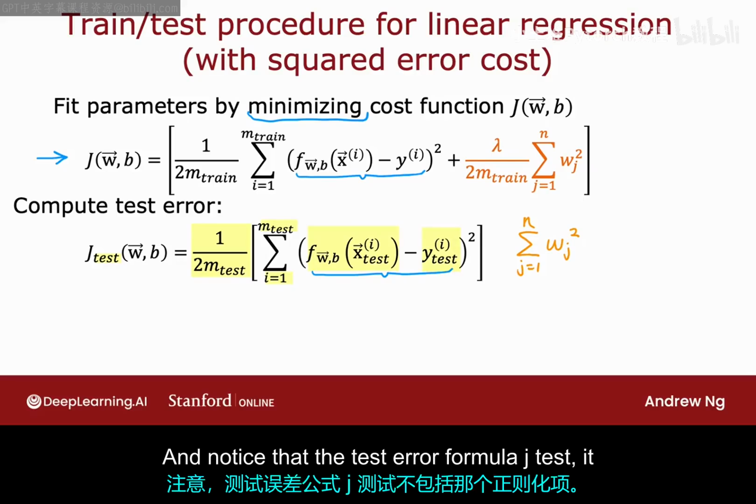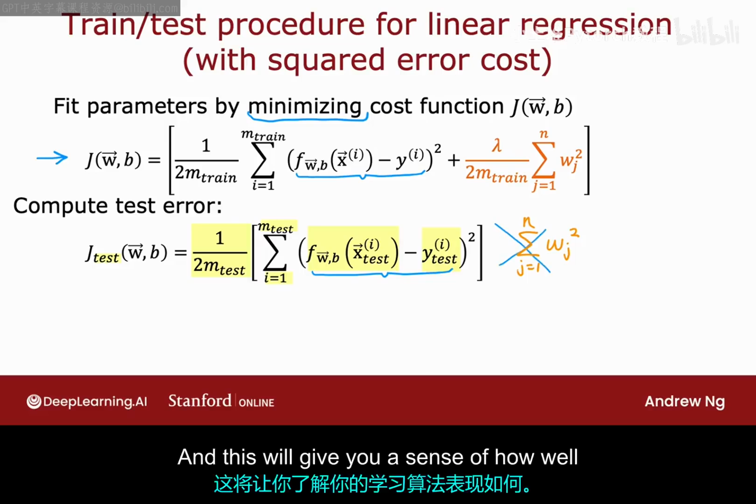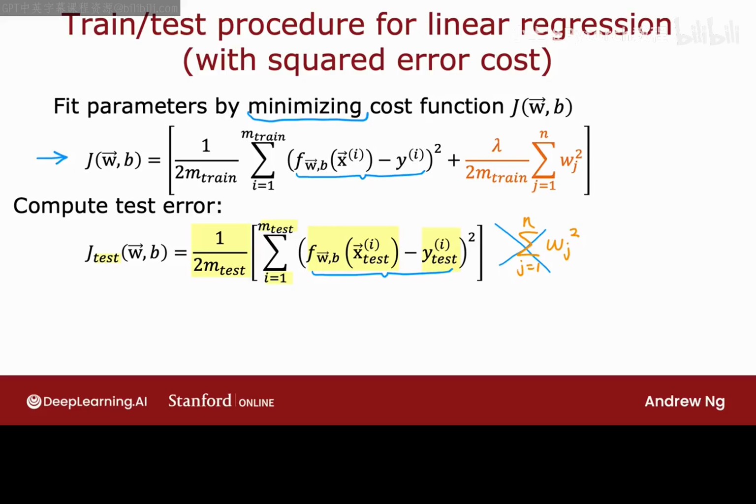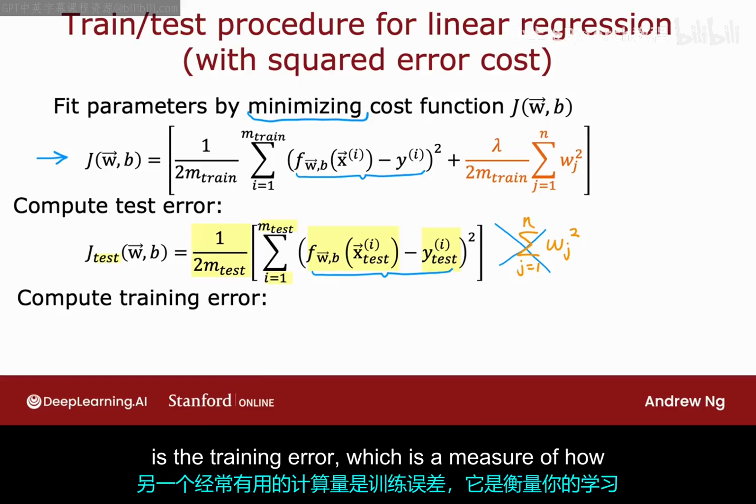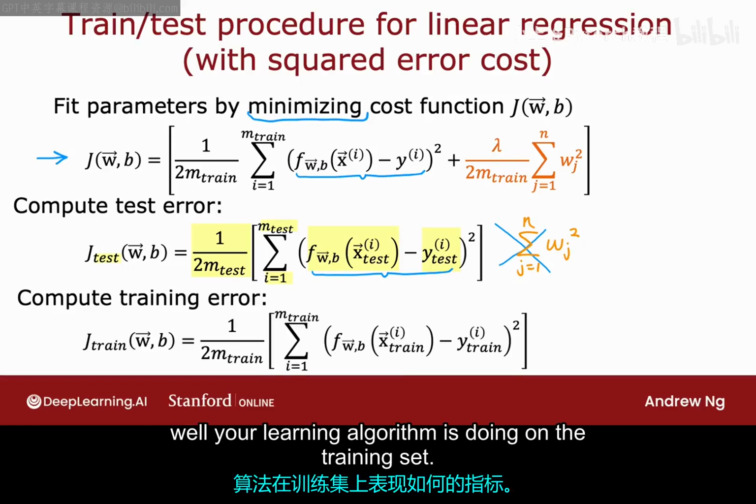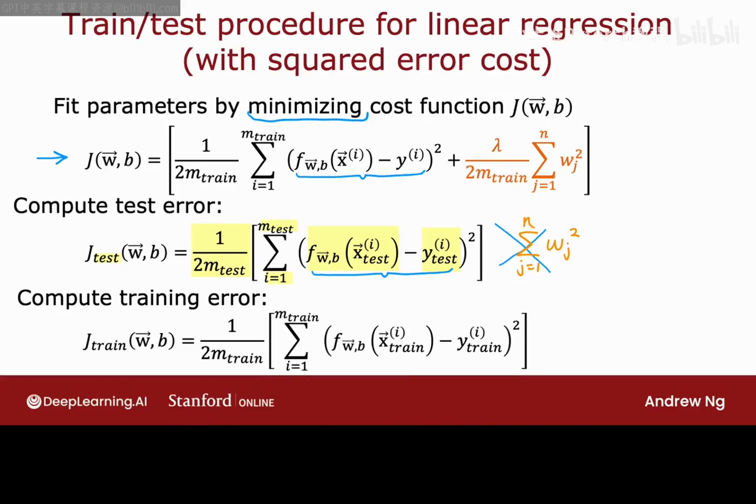And notice that the test error formula, J-test, does not include that regularization term. And this will give you a sense of how well your learning algorithm is doing. One other quantity that's often useful to compute as well is the training error, which is a measure of how well your learning algorithm is doing on the training set.